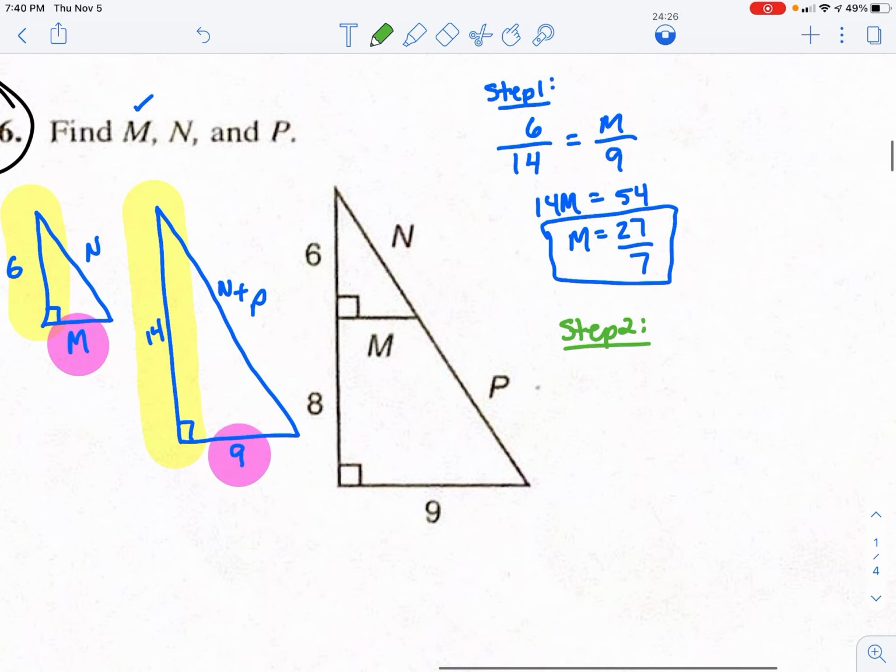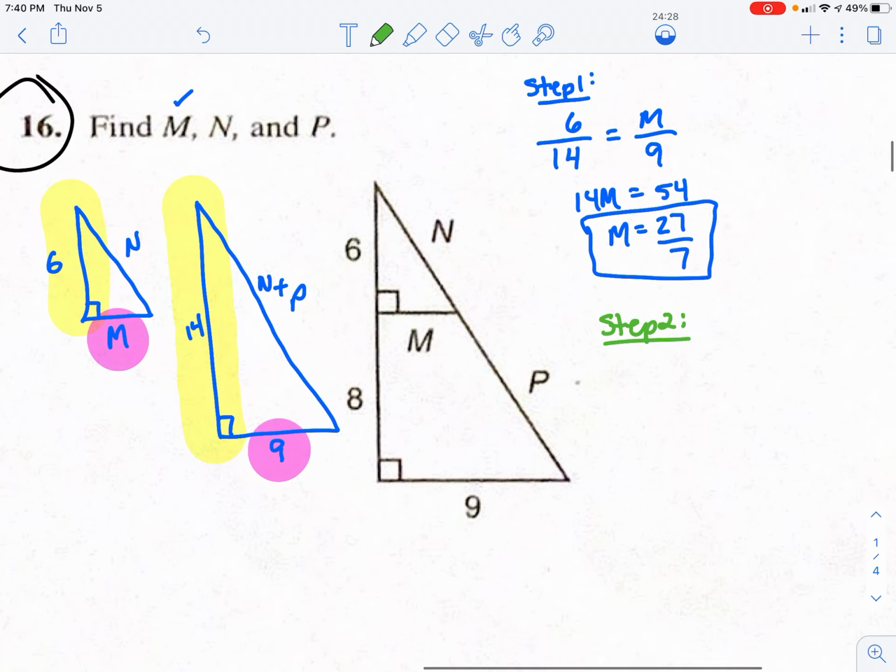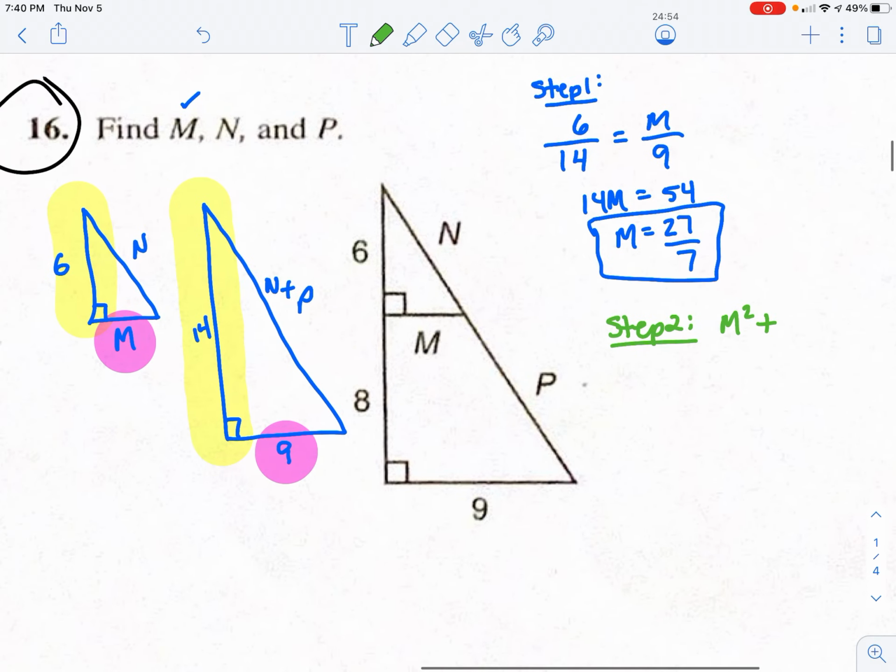For step 2, we're going to use, I want to keep saying the quadratic formula, but that's not right, the Pythagorean theorem, which means we take both of the legs and we square them and add them together, and that's supposed to equal the hypotenuse squared. So a squared plus b squared equals hypotenuse squared. But in this case, we're going to use m squared. Let me show you how we're going to write this out. We're going to go m squared plus 6 squared is going to equal the hypotenuse squared.